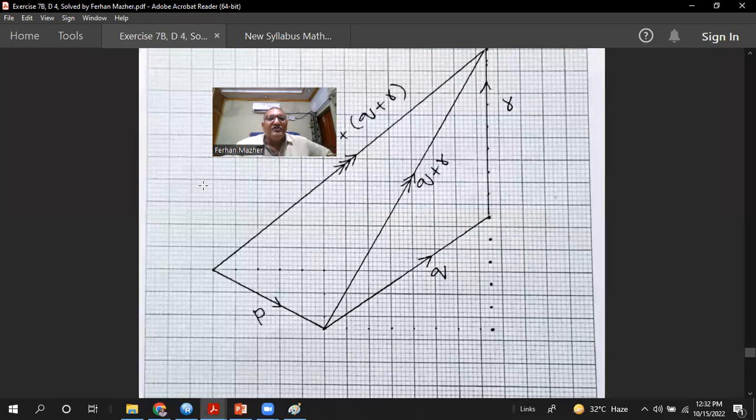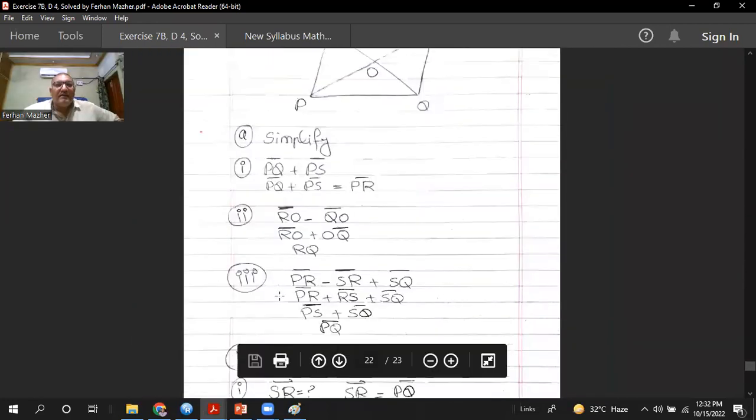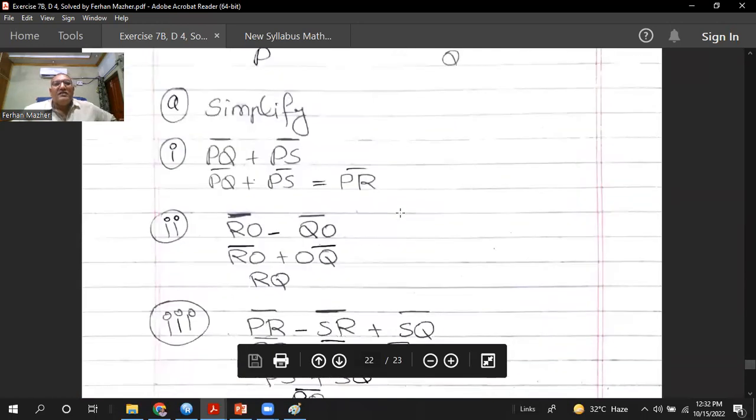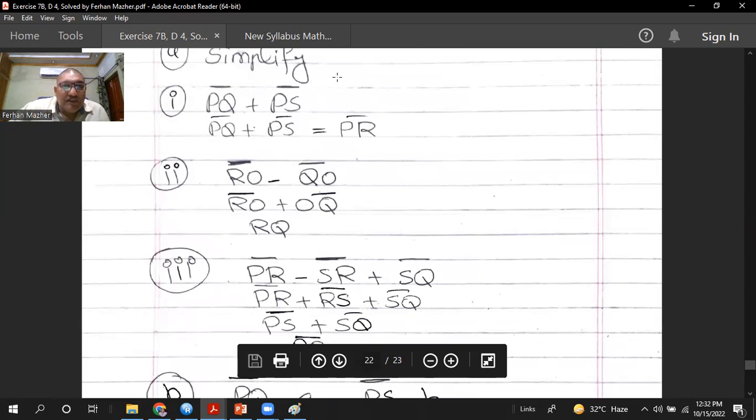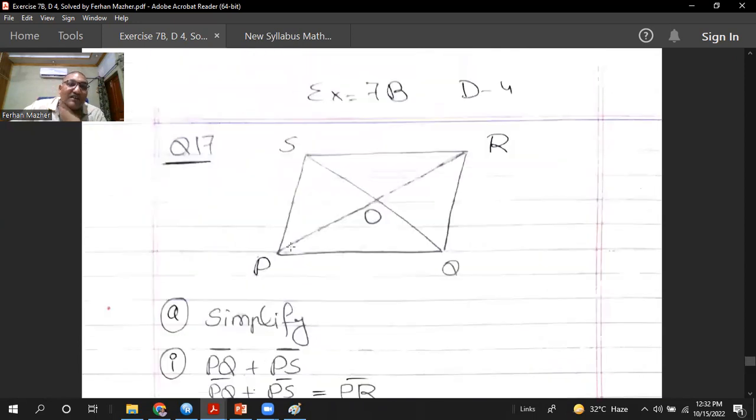Okay. So let me show you. The answer here, PR, is by the parallelogram law, and we are using this diagram. PQ plus PS will be this diagonal.